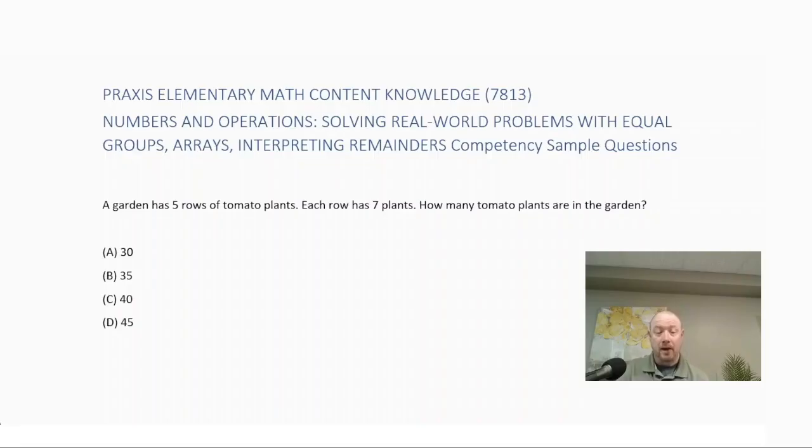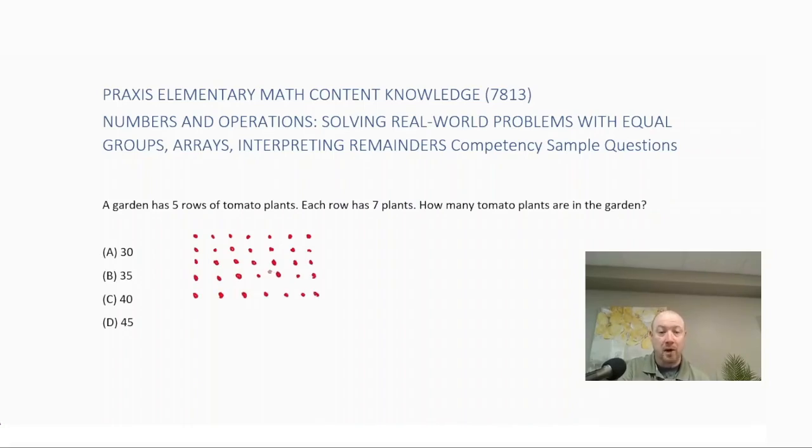Okay, so I'm going to make an array. I'm going to use red to represent the tomato plants. So I have 5 rows with 7 plants each. So I've got 7 plants, and then I'm going to have 5 rows. So this is my second row. So setting up a visual of the arrays is helpful for students. Okay, so now this is my 5th row.